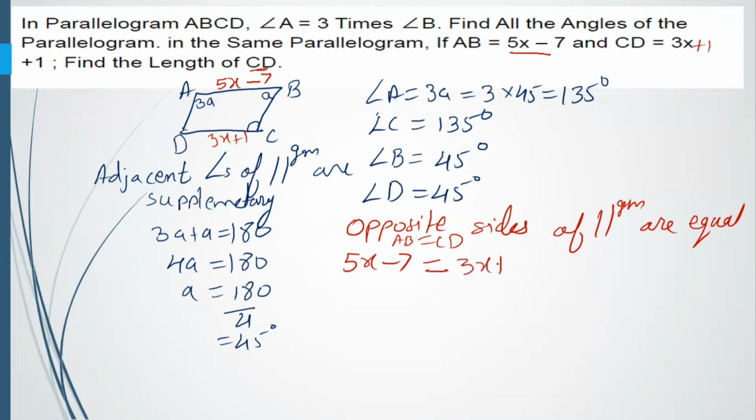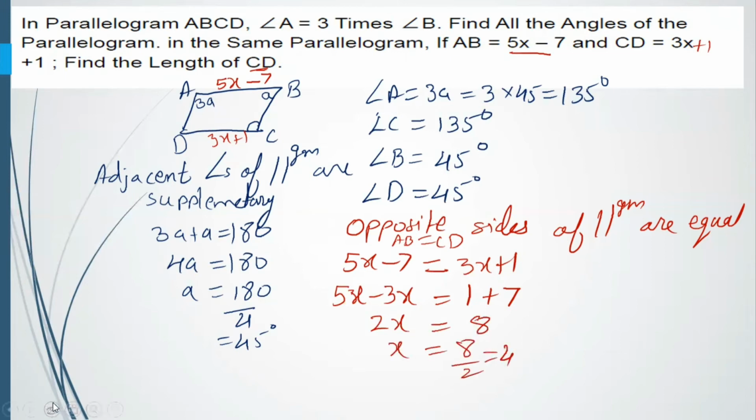We have already learned how to solve equations. This 3x moves here, it becomes minus 3x. So 5x minus 3x. Minus 7 goes to the other side, it becomes plus 7. 5x minus 3x is 2x, and 1 plus 7 is 8. So x is equal to 8 divided by 2, which is 4. So now we have got the value of x.